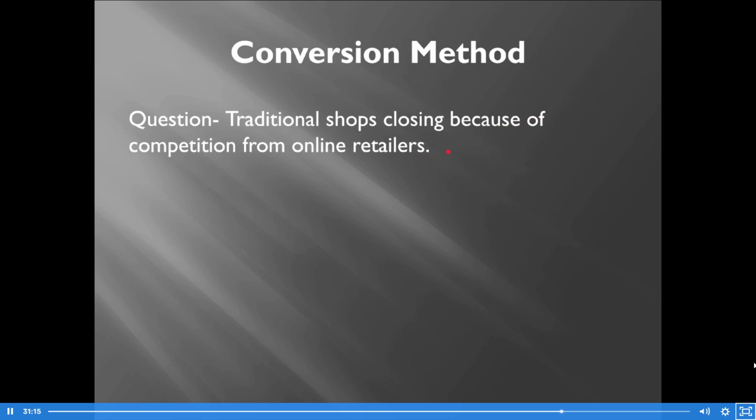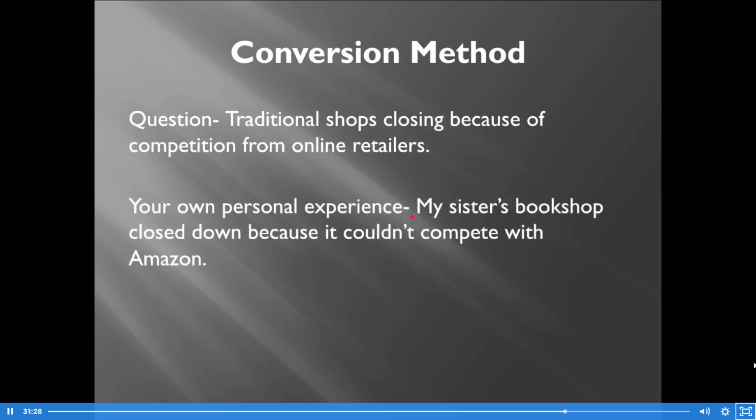I was working with a student and the question was about traditional shops closing because of competition from online retailers. And she said, oh, I don't know anything about this. I said, okay, have a think about your own personal experience. Do you have any experience in your own life? She said, no, I know nothing about shops or anything like that. Do you have any family members? Oh yes, my sister works in a bookshop.